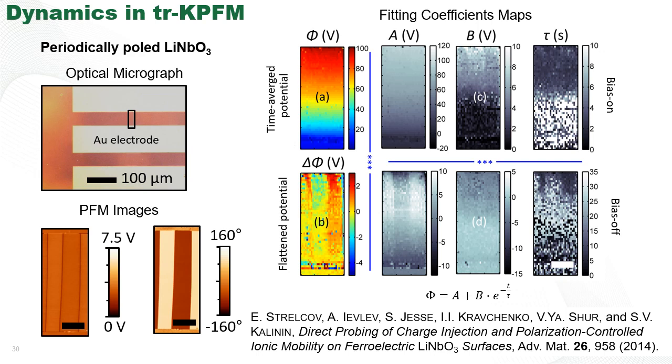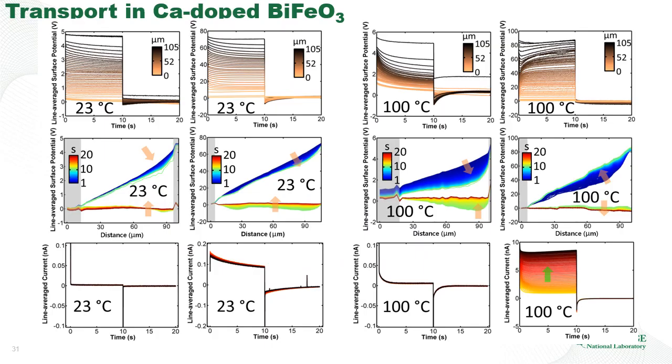We can do the time-resolved KPFM measurements, and we can see that there is some difference in the surface behavior for positive and negative domains. And we can analyze the kinetic characteristics by just doing exponential fits to our data.